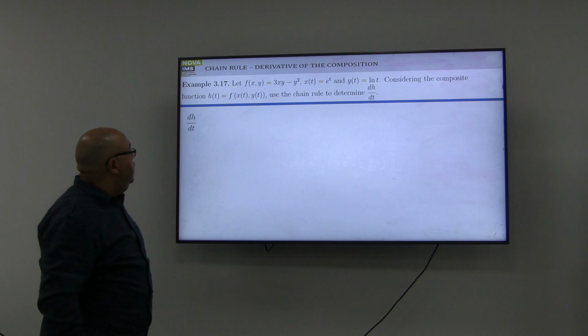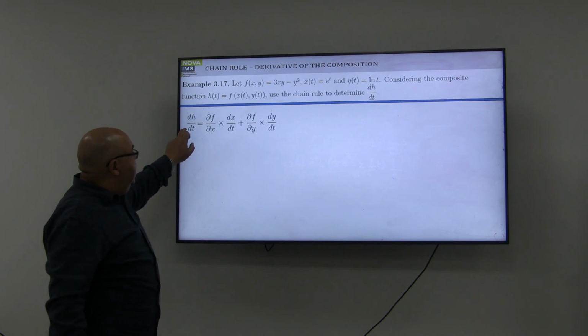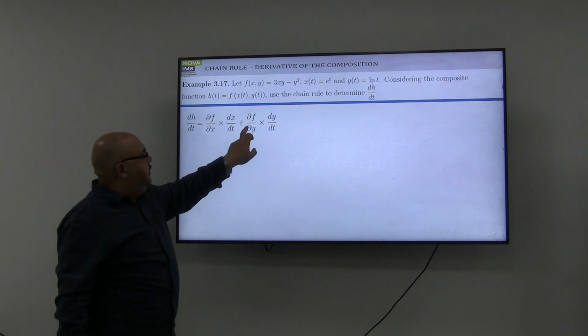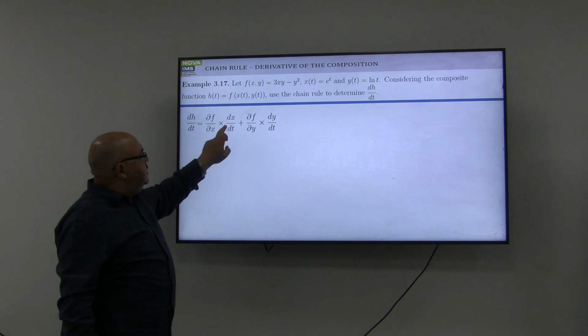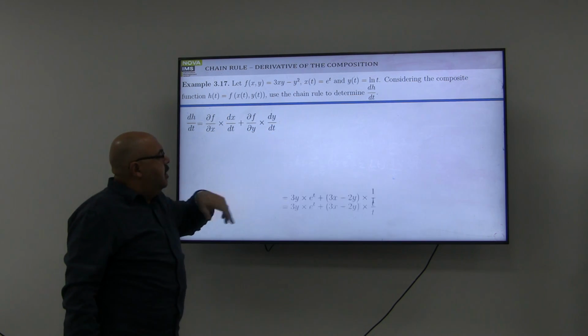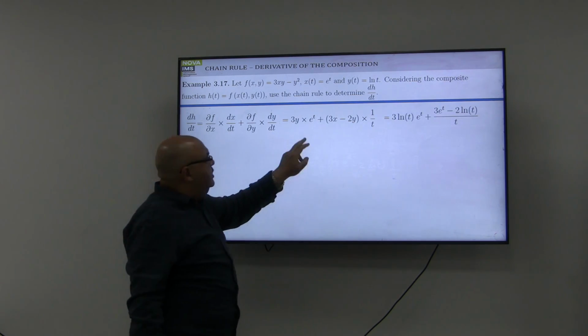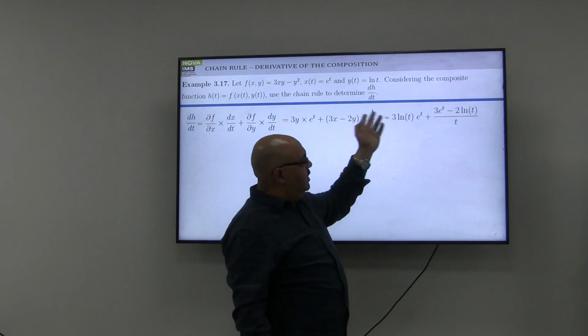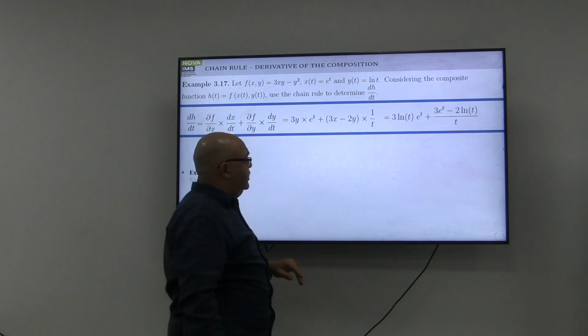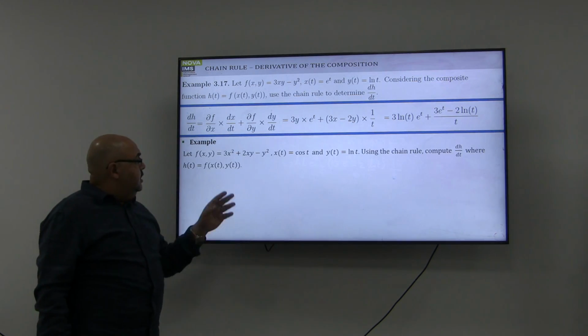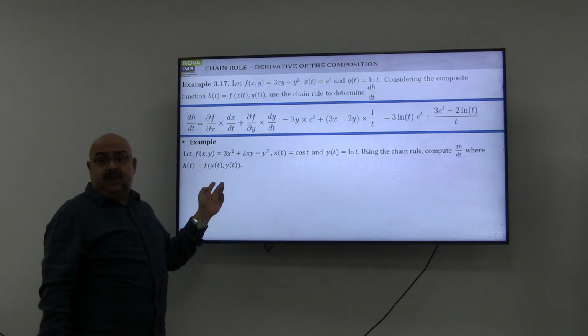So once more, this is dh by dt. It's going to equal partial f partial x, partial f partial y, then times dx by dt, dy by dt. It's a direct substitution, exactly like what we did. Then replacing y by ln t and x by e^t, as you can see. That's another problem. Same thing.